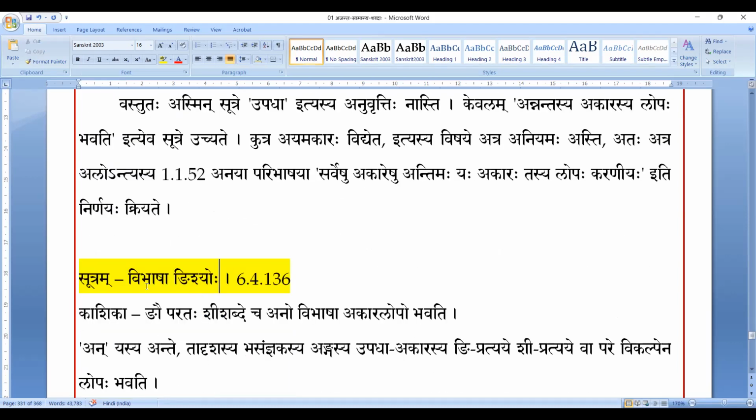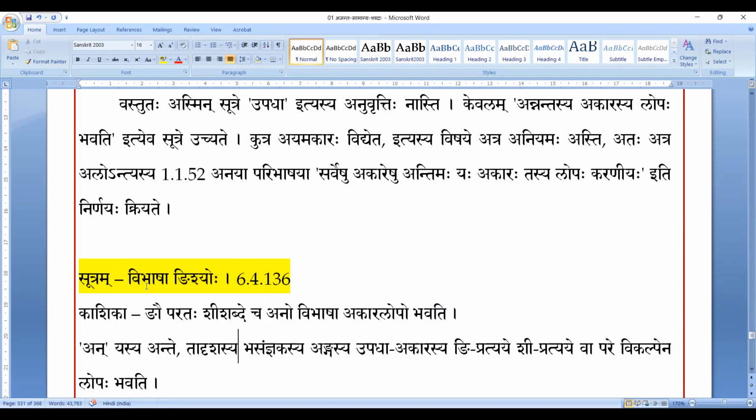The next sutra, Vibhasha Nishyoho. This sutra also we have seen. Ni is Saptami and she is 1, 2 and 2, 2. So therefore, now Partaha, she Shabdecha. Then what happens? This Anaha, Vibhasha, Akaraha, Lopaha Bhavati. We have seen this in Rajan Shabda, Rajan plus Ni. There that Akara Lopaha is optional. Therefore, we have two forms, Ragni, Rajani.